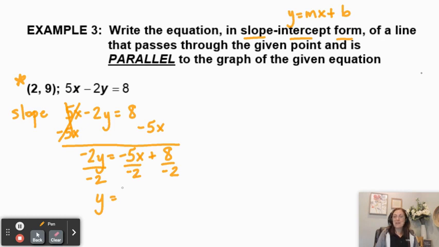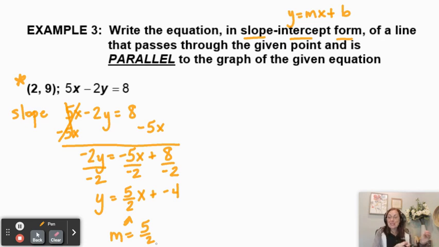Negative 5 divided by negative 2 gives me positive 5 halves. Think about it, a negative divided by a negative, giving us a positive. Don't forget my x. And then I've got 8 divided by 2 is negative 4. Okay, so now that you have this equation in the y equals mx plus b form, it's very easy to see that my slope is 5 halves. Okay, that is part 1 of this problem.